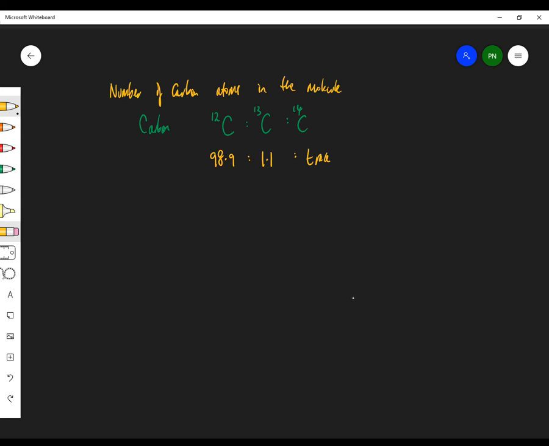Now you're thinking, oh, but how can that be? Because 98.9 plus 1.1 equals 100. Obviously, these aren't exact numbers, but you do get some carbon 14. But it's basically just these two. Okay, so let's have a look.